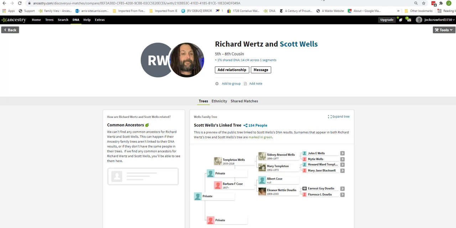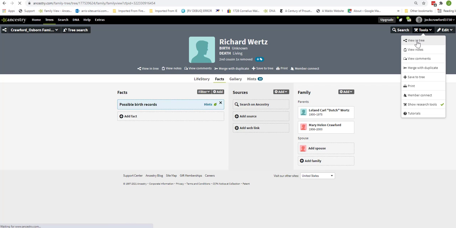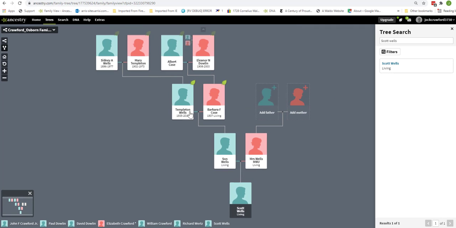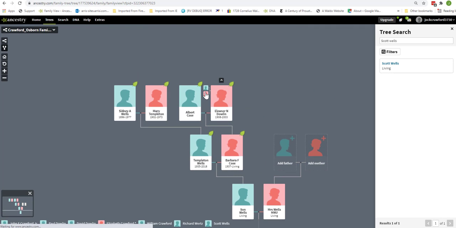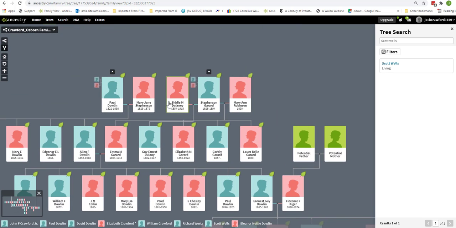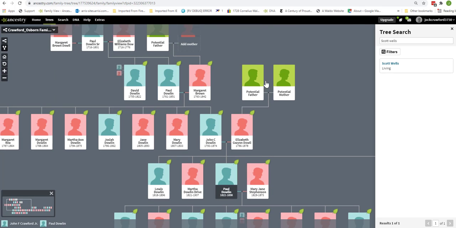So if we find my tree, which I know we can do, we'll go here and we'll do Scott Wells. Show how he's related. And here's his path. On up through like this. All right. Back up to Paul and Margaret.